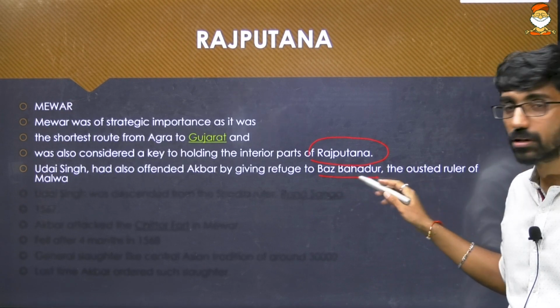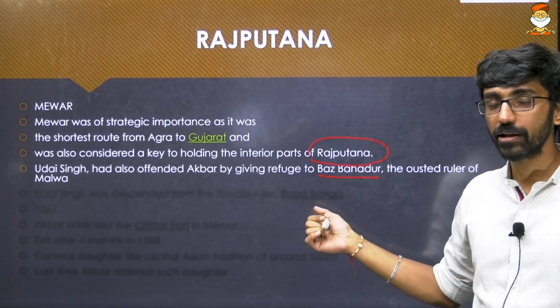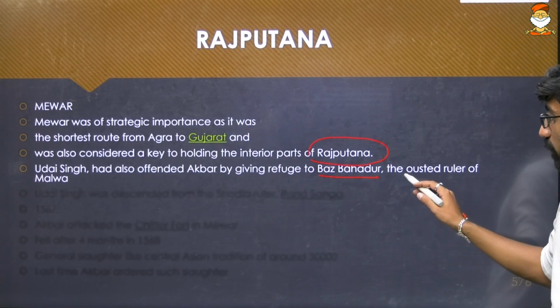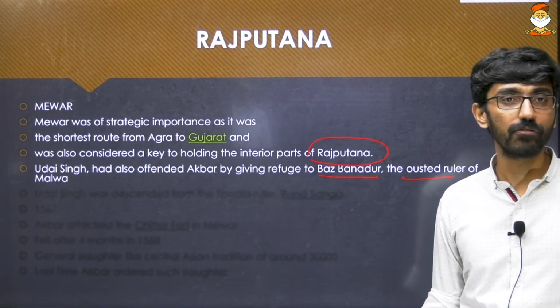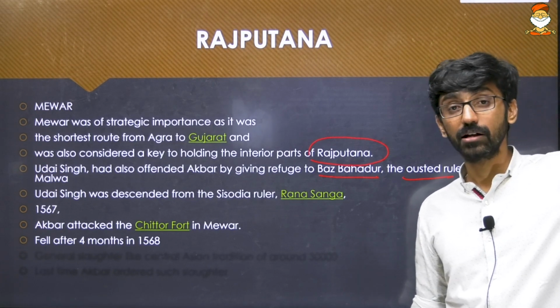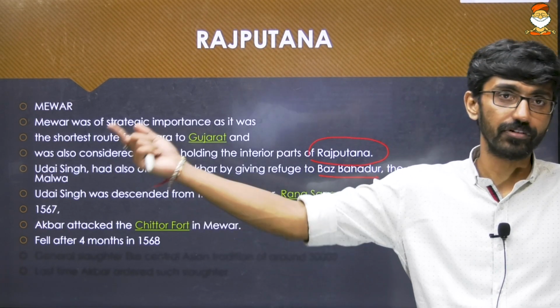We talked about Baz Bahadur, the conquering of Malwa by Akbar. Baz Bahadur had taken refuge with Uday Singh, because Baz Bahadur was the ousted ruler of Malwa. And Uday Singh descended from the Sisodia dynasty, the same as Rana Sangha, the Battle of Khanwa, Babur, the same dynasty we are talking about.